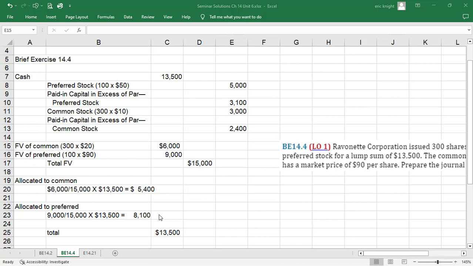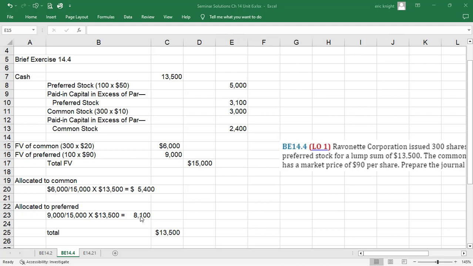to preferred. So the first thing you do, we're going to do preferred first, is put the par value in. Don't worry about the total 8,100, just put the par value in of 5,000. Then the rest of it, so remember it's 8,100, so whatever's left will go into the paid-in capital in excess of par for preferred stock. So since it's a total of 8,100, we put 5,000 in the par value area for the preferred stock, and the rest goes into the paid-in capital in excess of par.